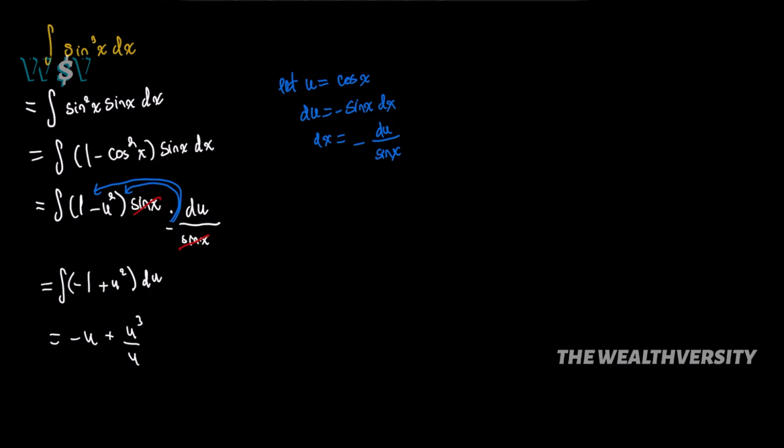The last step is subbing cos x back in for u and adding the constant c. So our final answer is negative cos x plus cos x cubed divided by 3 plus c. The next example is the integral of tan x cubed times secant x cubed.